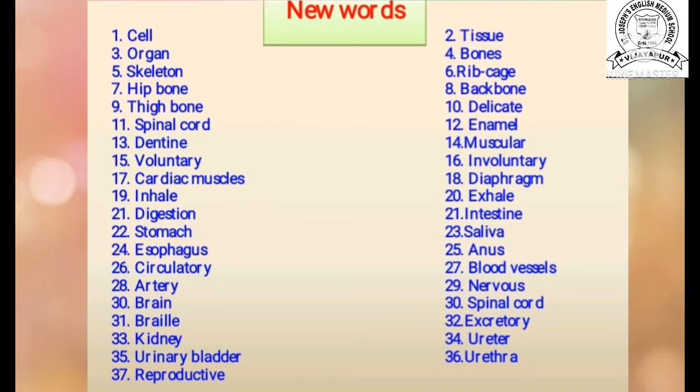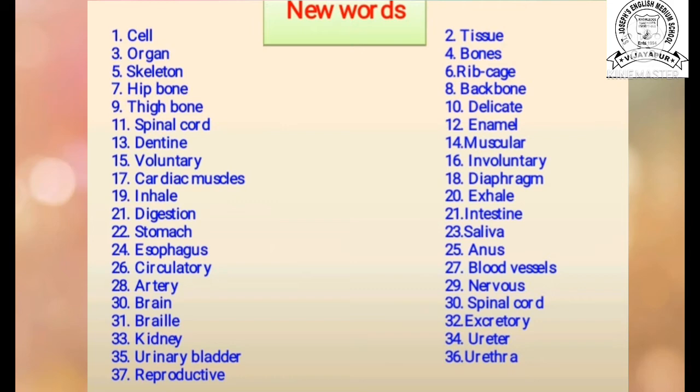Now the 26th one is the circulatory system. Do you remember? Circulatory is one of the types of organ system, and it circulates the blood to all parts of our body. The 27th one, blood vessel, is part of the circulatory system. Blood vessels are tiny tubes which carry the blood. They are called blood vessels.